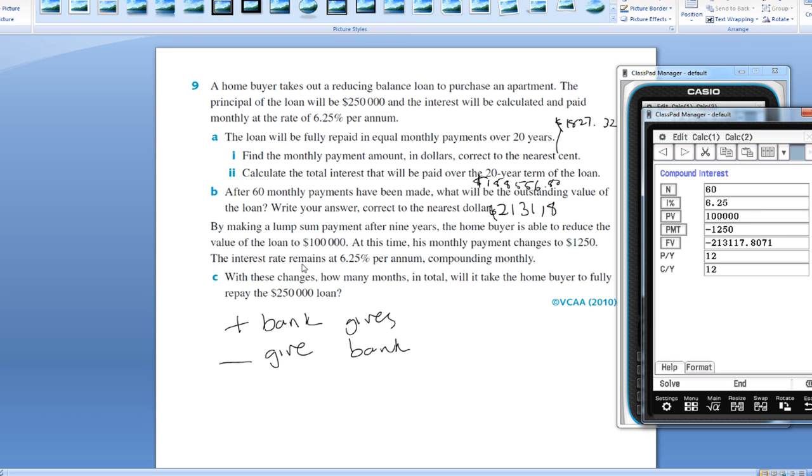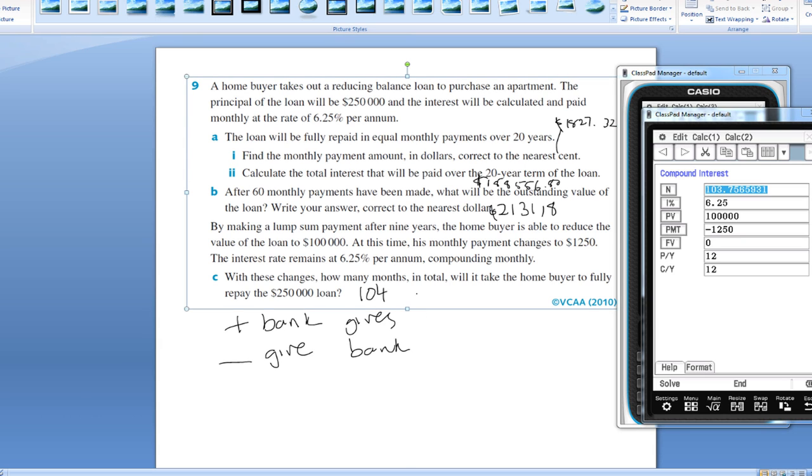and with these changes, how many months in total will it take for the home buyer to fully repay the $250,000 loan? So the future value of the loan switches to 0, indicating that we've fully repaid it. Compounding periods and payments stay at 12, and we go to number of repayments. So that's saying it'll take 104 repayments, or 103.7. 103 is too few. 104 will pay off the $100,000. So it's going to be 104 repayments.